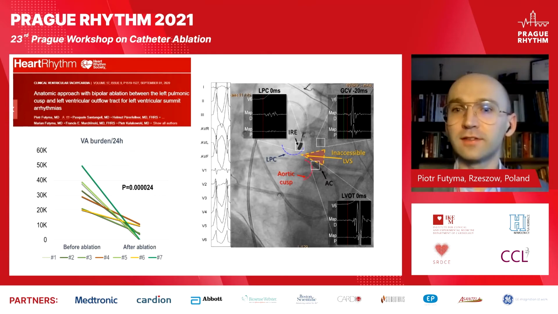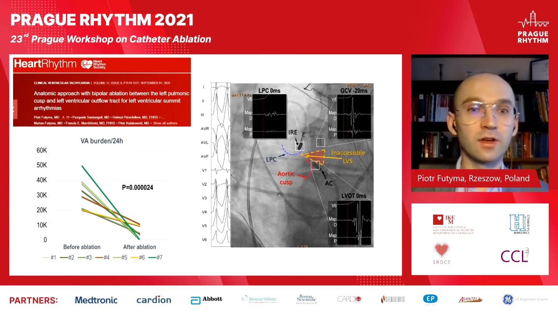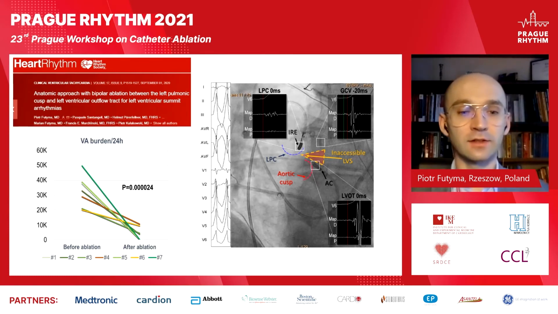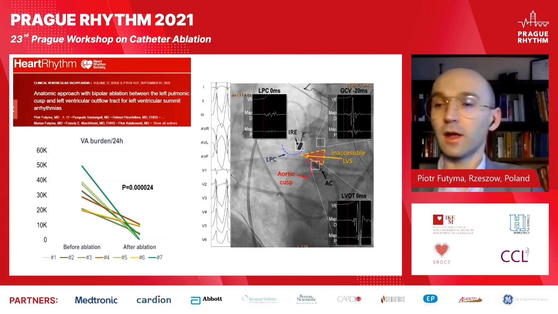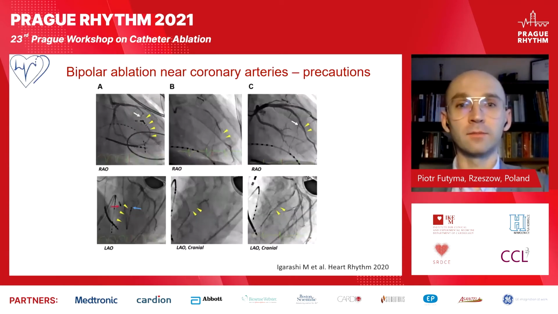You can see that in the great cardiac vein, you have only an early far-field signal, but there is nothing early in the left pulmonic cusp, and there was nothing early in the left ventricular outflow tract in the subaortic region. But ablation in this patient was successful, and as you can see, we achieved a significant reduction in ventricular arrhythmia burden in all of these patients and also without VT recurrence in patients with VT.